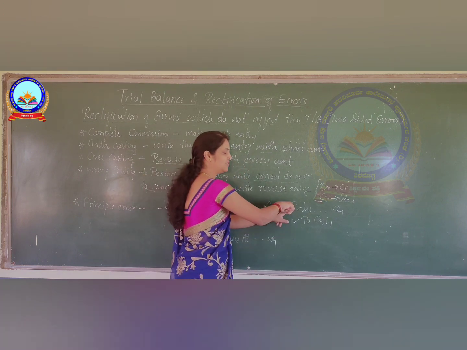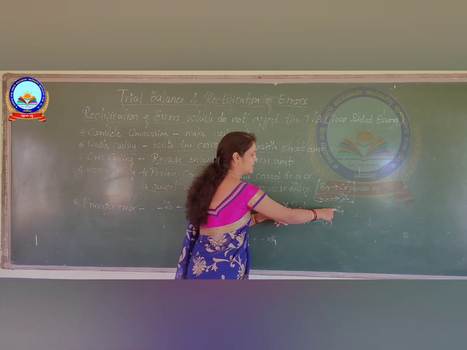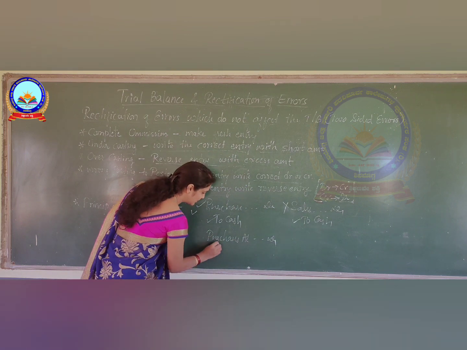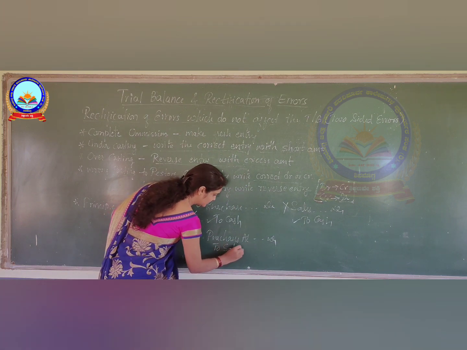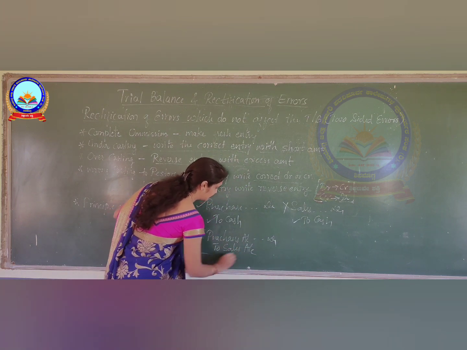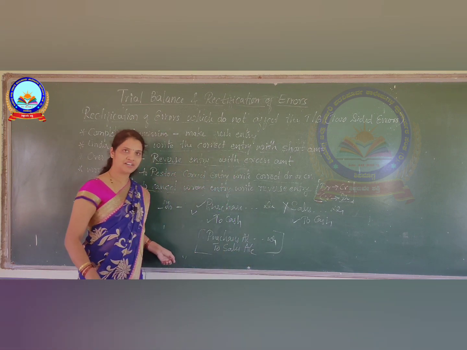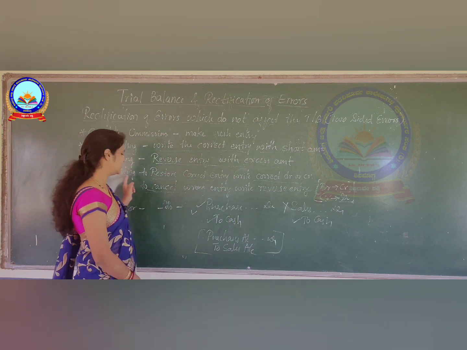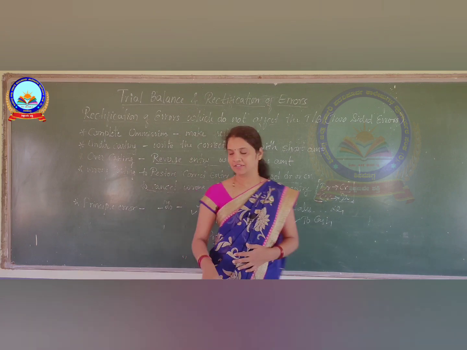For the cancellation, reverse entry. Sales account is debited, reverse it, it is credited now to sales account. This is rectifying journal entry when there is wrong posting.